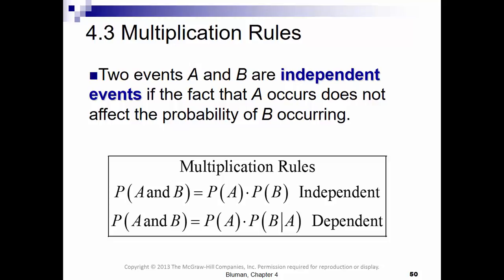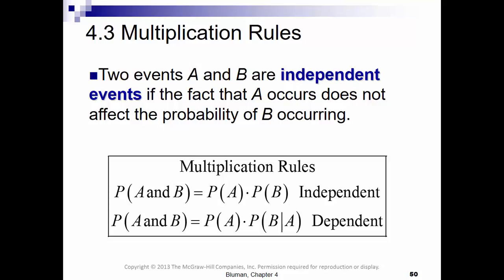You have 2 events, A and B, that are independent events. And the fact that A occurs does not affect the probability of B occurring. So if it's independent, if one doesn't affect the outcome of the other one, then, and you notice the key word there is and. With the addition rules, the key word is or. This happens. In multiplication rules, this and this happens. It's the probability of A happening times the probability that B happens, if they're independent.